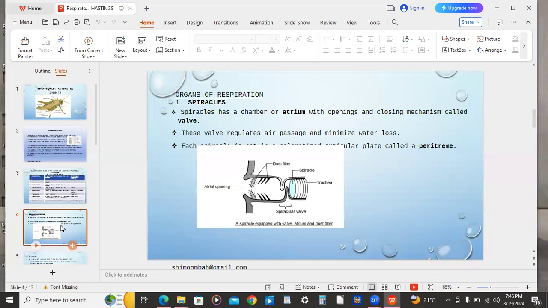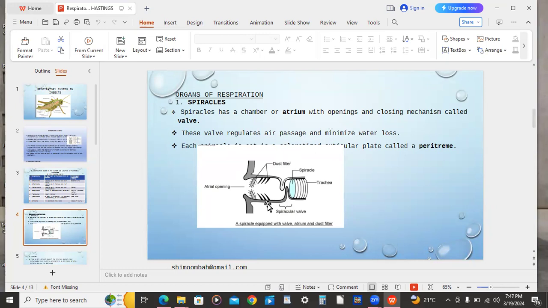These valves regulate air passage and minimize water loss. This is the structure of the spiracle. It has the atrial opening, which is this. It has the air duct, which filters what enters the body of an insect. We have the spiracle, we have the trachea, and the spiracular valve, which regulates air passage and minimizes water loss.